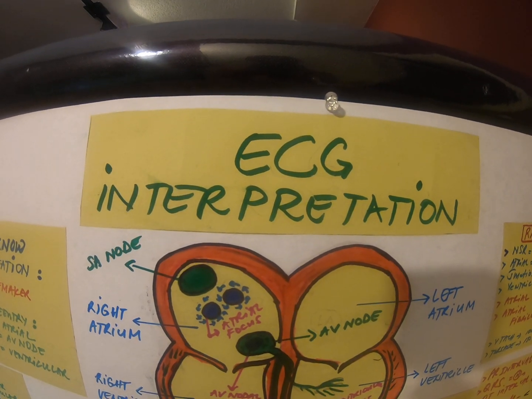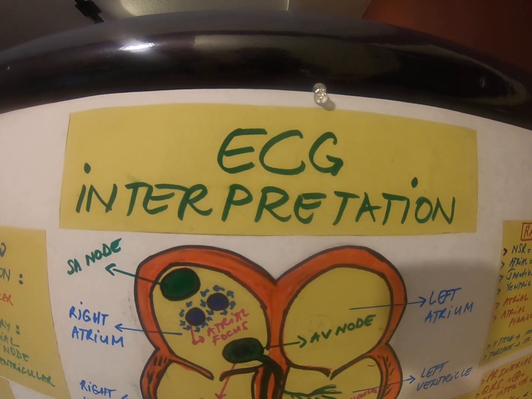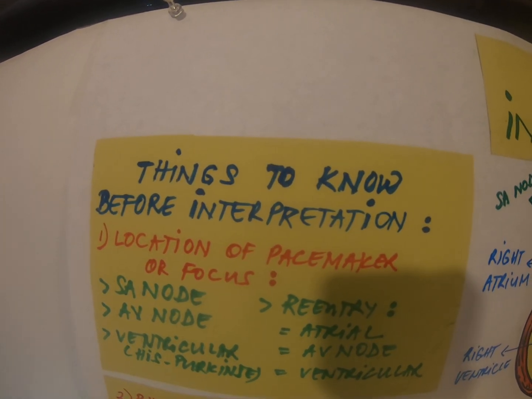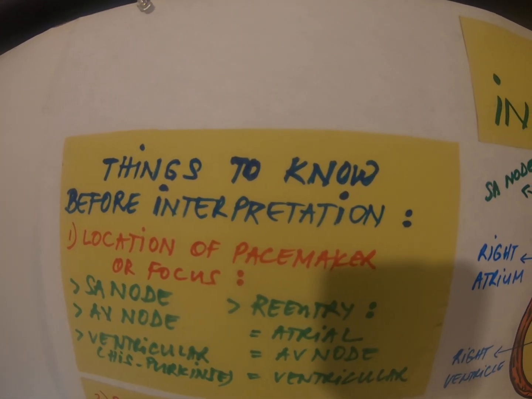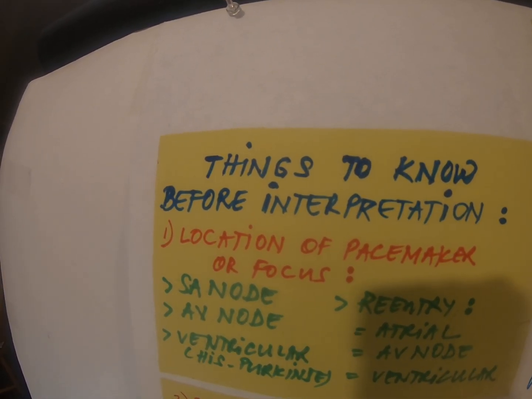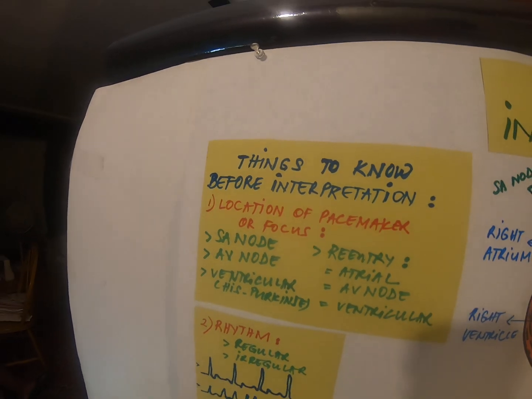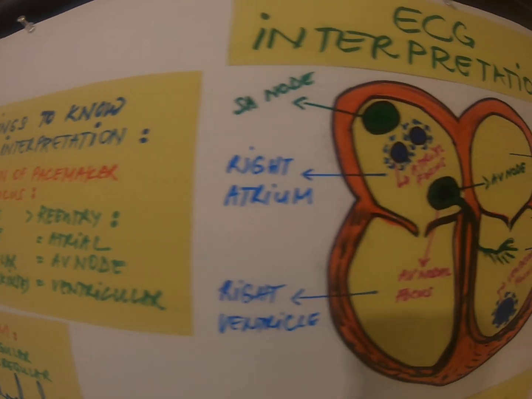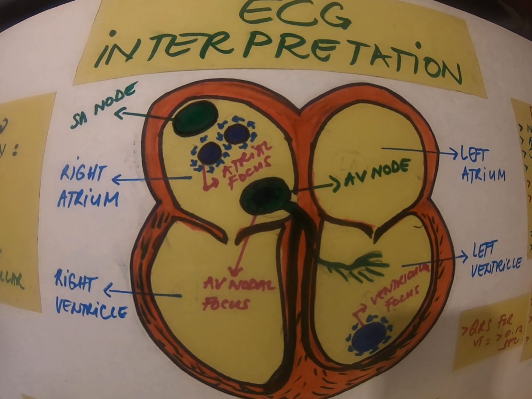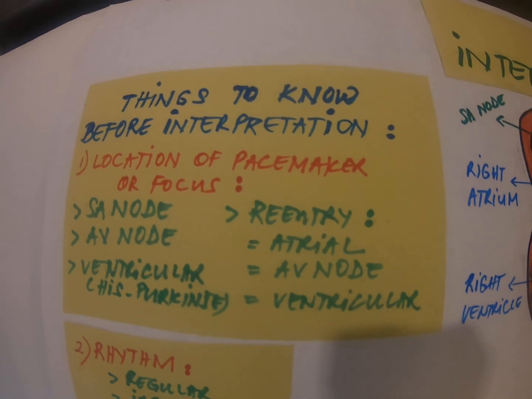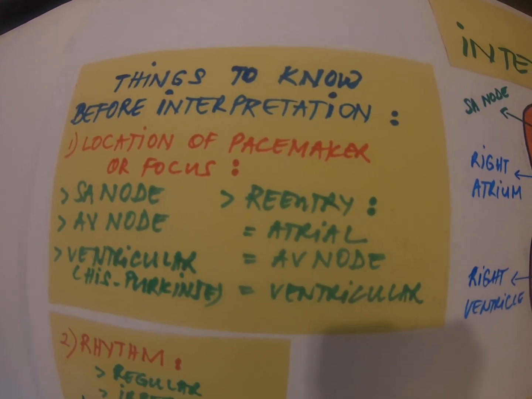So, our topic is ECG interpretation, but there are things to know before we do our ECG interpretation. Number one, location of the pacemaker or focus. And here, I have a drawing of the heart, and we just spoke about location of the pacemaker or the focus.